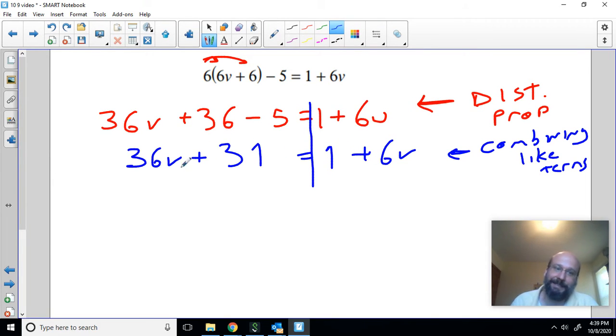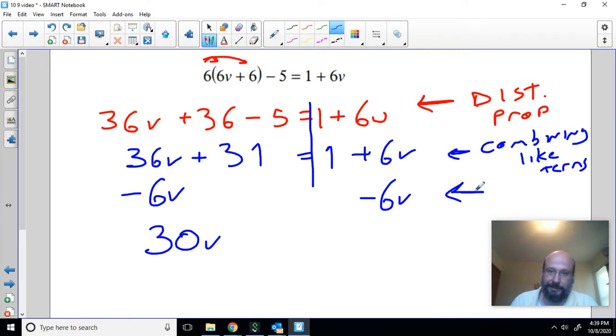So I'm going to get my v's, my variables, to the left. So I'm going to move this 6v over to the other side by subtracting. And again, before I go any further, this is the subtraction property of equality. So I have 36v minus 6v is 30v. Then I still have this 31. And then over here, I just have the 1.